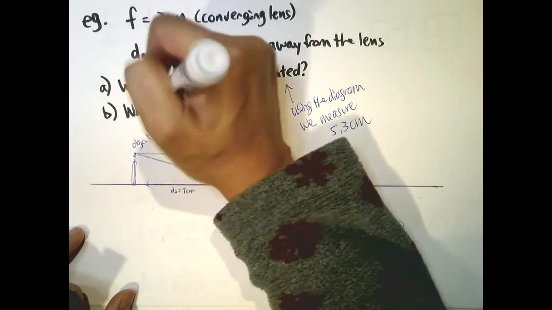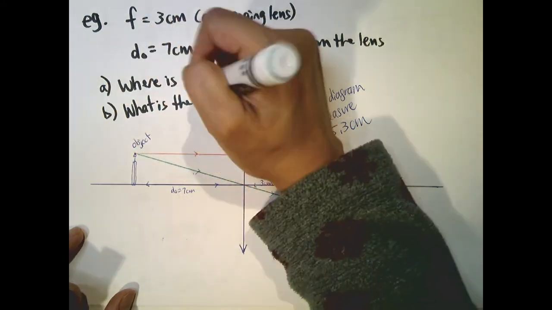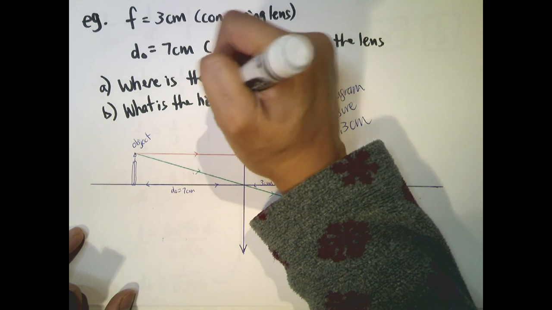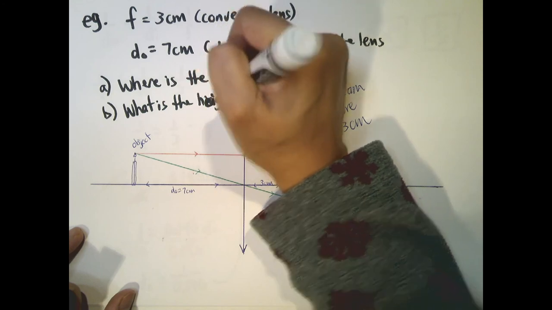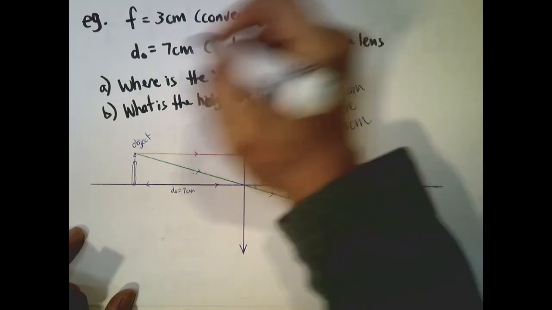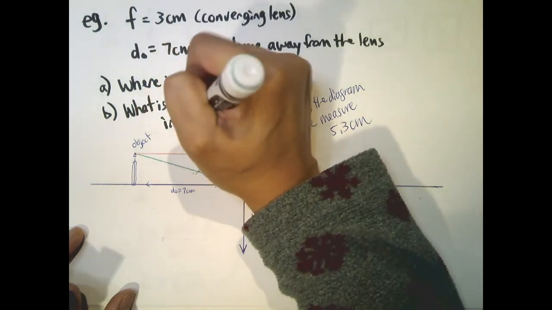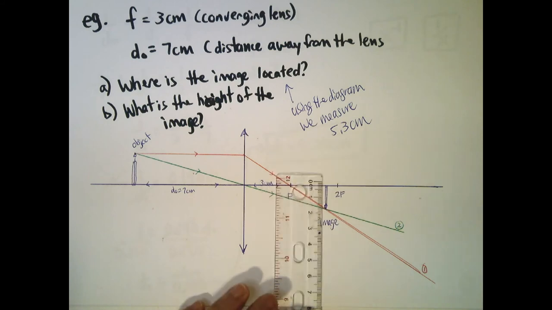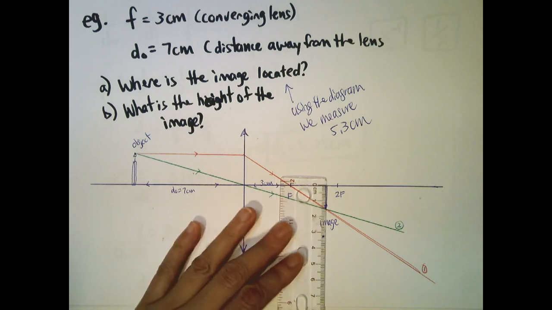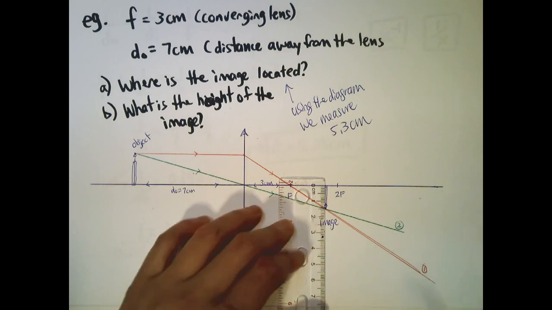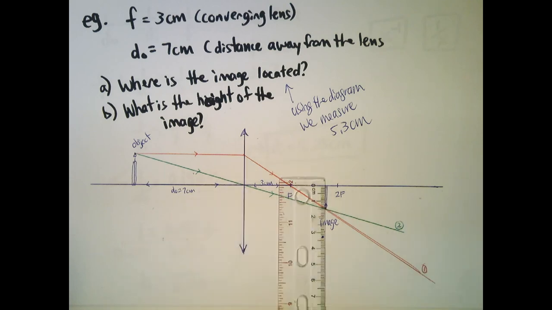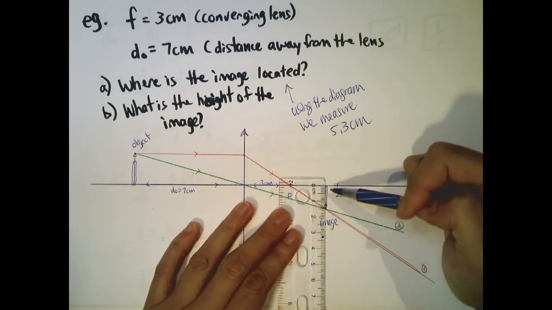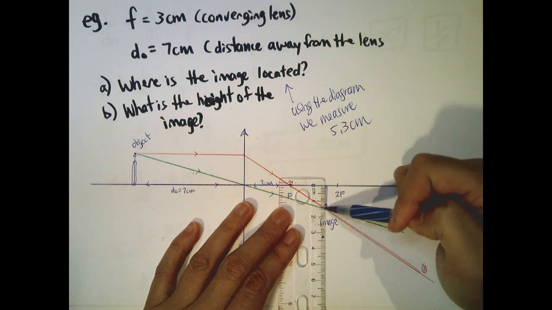What is the height of the image? Okay, so let's draw it out. Well, we already drew it out. I'm going to measure it. So let's measure it out. So when I measure it, I get, let's see, it looks like 1.5, doesn't it? It does.